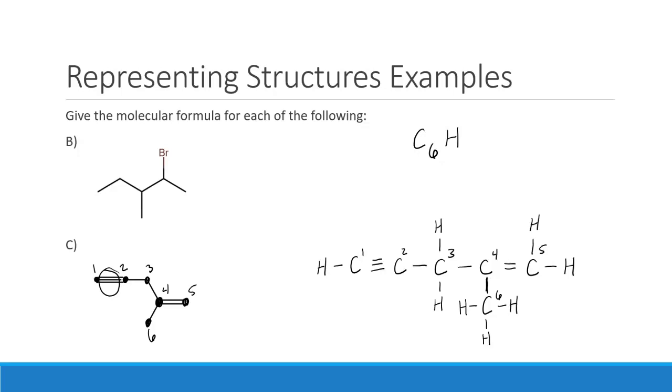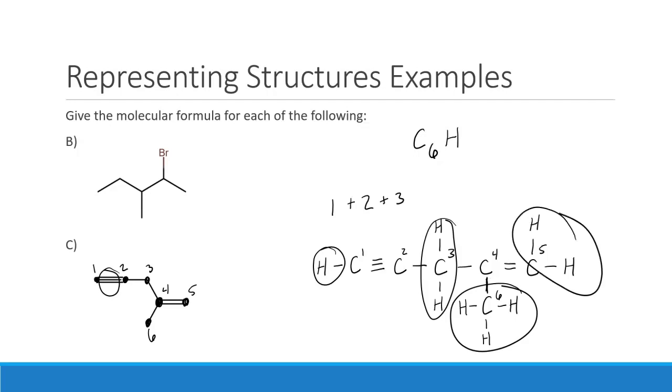Okay, so if we add these all up, we have 1 from the first carbon, there's 2 on carbon number 3, there's 3 on carbon number 6, and there's 2 on carbon number 5. Okay, so that gives us a total of 8. And therefore we get C6H8 for our final answer.